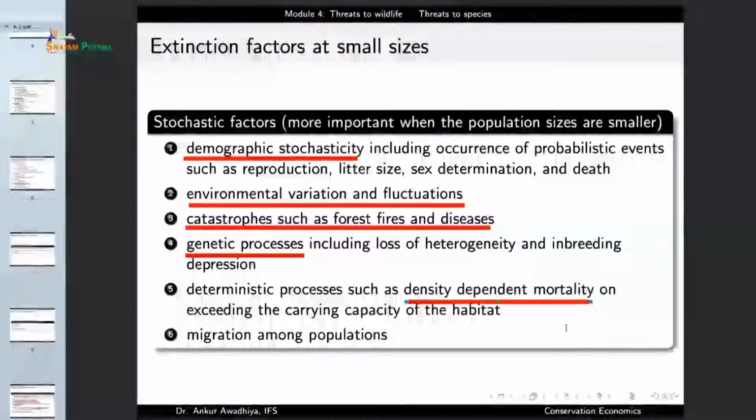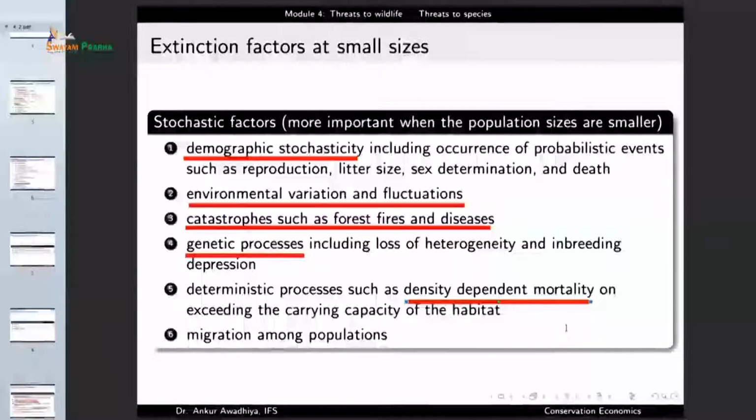Now, if we talk about a small population which is confined to a small area, then even though your population size is small, the population density is very large, because of which we'll start seeing density dependent mortality. And this is again a stochastic factor that becomes much more important when the population sizes are smaller.